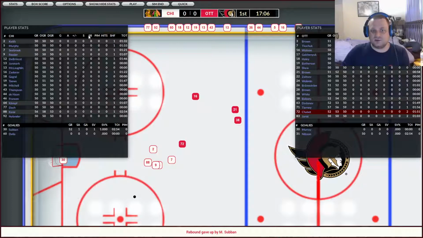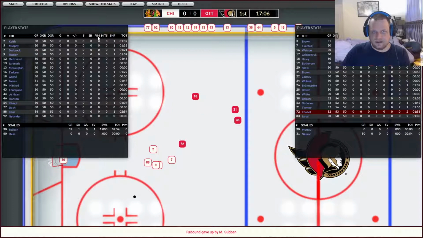SB stands for shots blocked. Again, pretty straightforward. 72 takes a shot here and number 2 gets in the way. Yeah, that's a blocked shot, as long as he touches the puck. Goaltenders don't get shots blocked. They get saves, so that would be shown here. We're going to get to the goalie stats after I go through the skater stats. So shots blocked are for forwards and defensemen on a team.